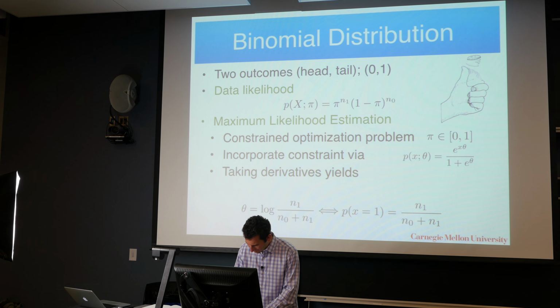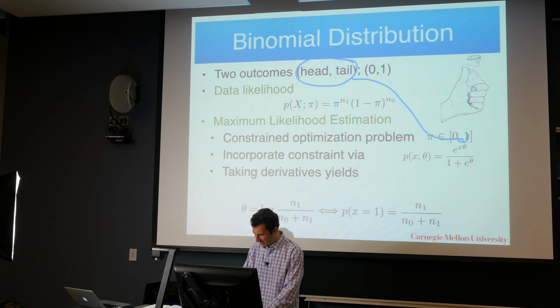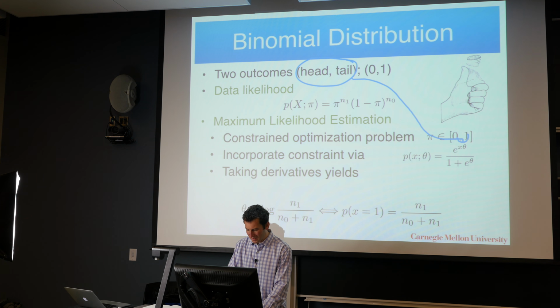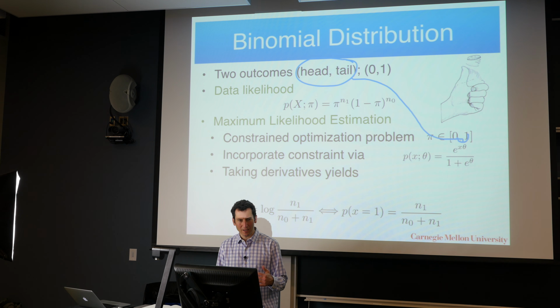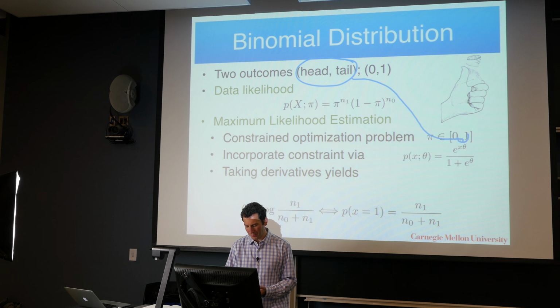So x can be 0 or 1. So this is heads or tails. This is x. And theta is basically what parameterizes things. Now you can immediately see that if theta equals 0, then e to the x times 0 is going to be 1. And down here it's going to be 1 plus 1, so I get 1/2. So for theta equals 0, I get the case where both events occur with equal probability.